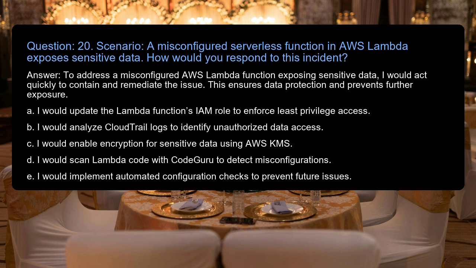A. I would update the Lambda function's IAM role to enforce least privilege access. B. I would analyze CloudTrail logs to identify unauthorized data access. C. I would enable encryption for sensitive data using AWS KMS. D. I would scan Lambda code with CodeGuru to detect misconfigurations. E. I would implement automated configuration checks to prevent future issues.